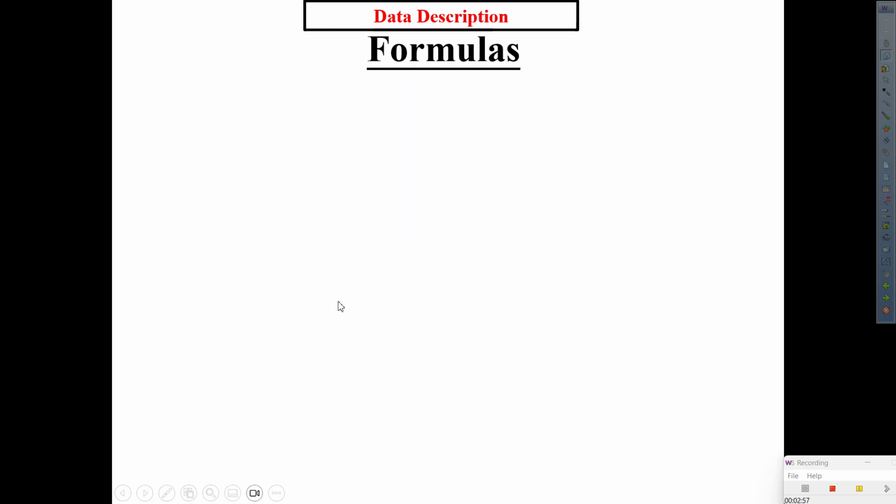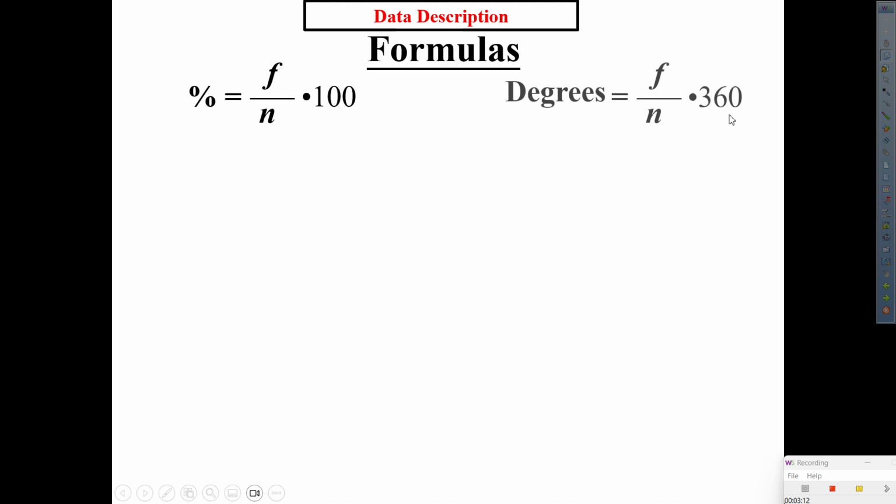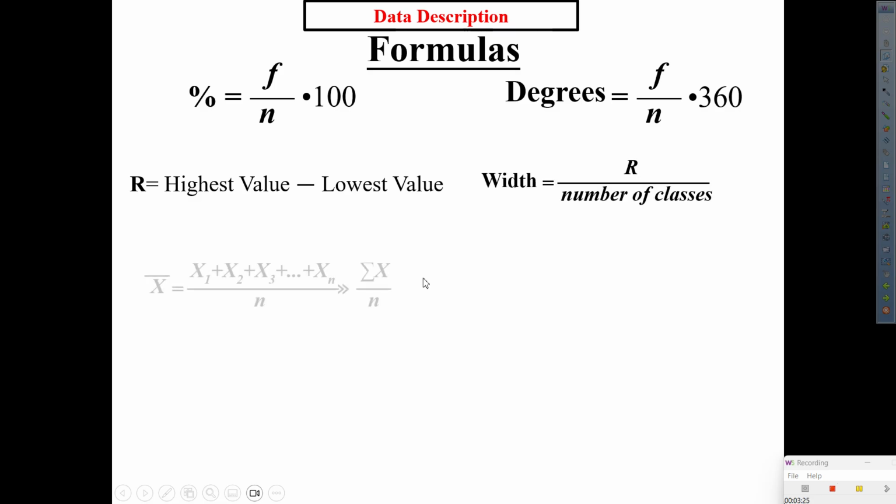All right, so here are some of the formulas that we've been using, but you haven't really written them down. Here's one of them. Have we been getting percentages for the pie charts? Yes. How about degrees for the pie charts? Yes. How about finding the range? Highest minus the lowest? Yes. How about the width? Yes, range divided by the number of classes. How about this one? Let's see if you can recognize that.